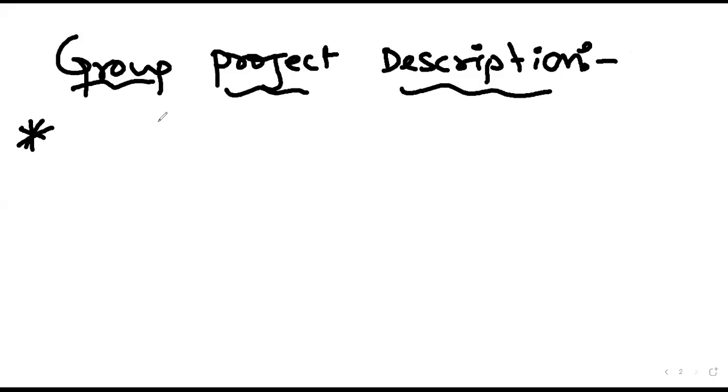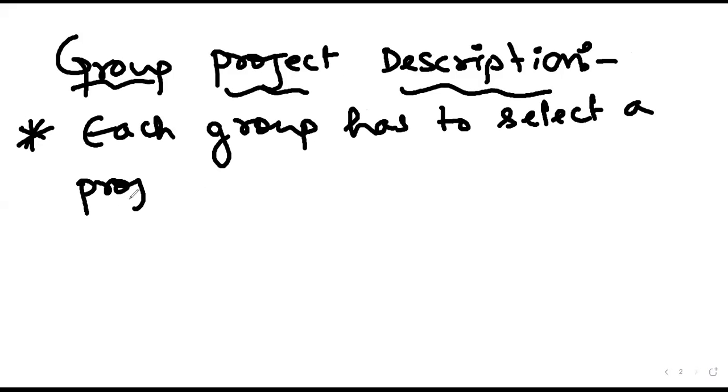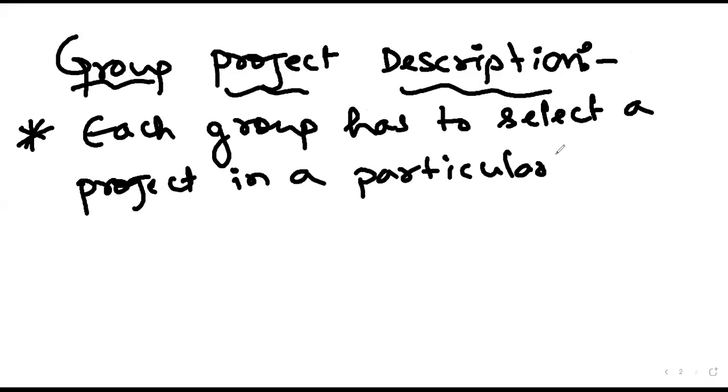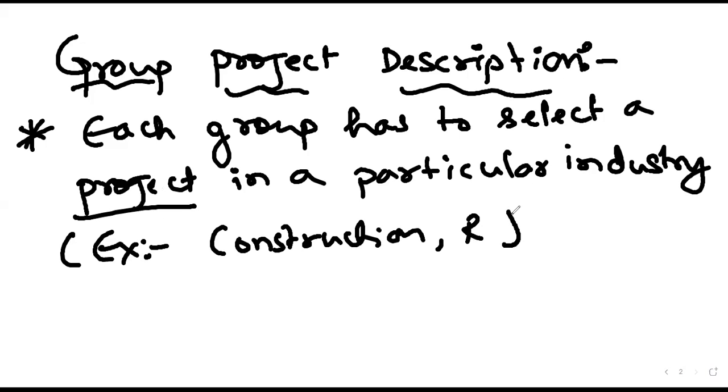So how do we do this? Group project: each group now has to select a project. Now, what is that project all about? Project means what? It is a list of activities, as I have already told. Example, construction project, or it can be an R&D project, or it can be a business research project.